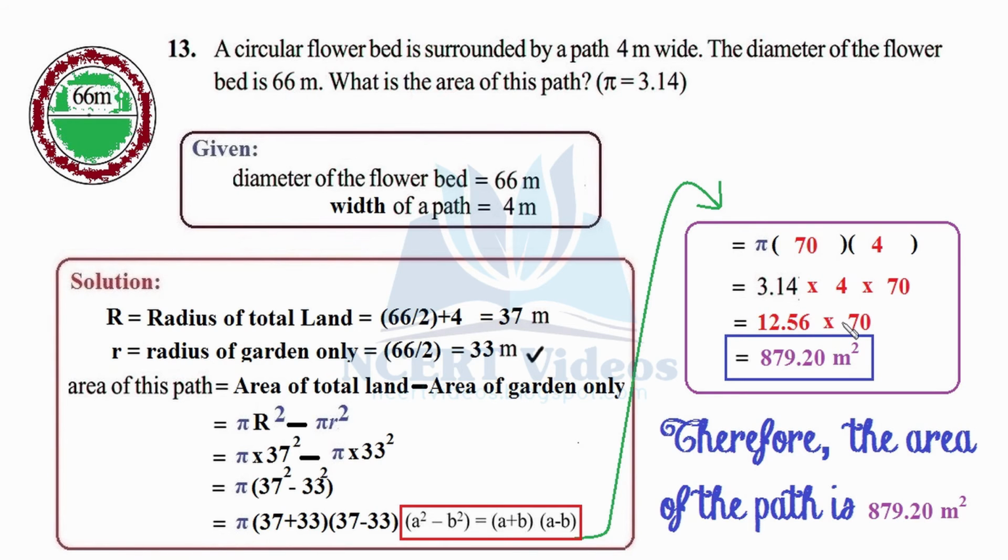So multiply this number with 7, and forget the decimal as well. 7 times 6 is 42, 4 carry, 7 times 5 is 35, plus 4 is 39, 3 carry, 7 times 2 is 14, plus 3 is 17, 1 carry, 7 times 1 is 7, plus 1 is 8. Now, fix 0 and count the number of digits. So 1, 2. Therefore, the area of the path, that is this path shown in brown color, is 879.20 meters square. Always write units. Since it is area, therefore meter square, two-dimensional, that is length and breadth. So that is your question number 13.